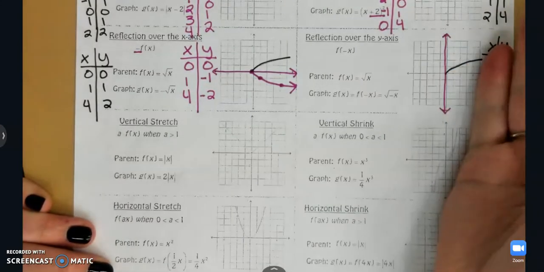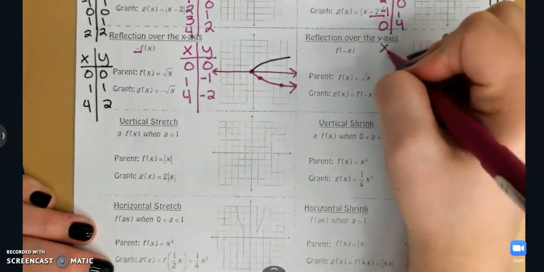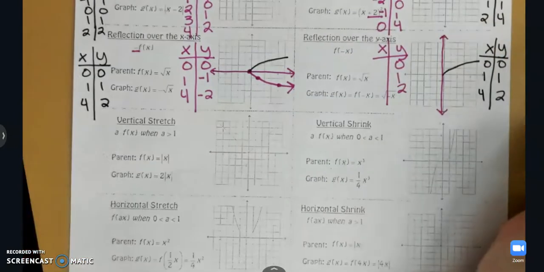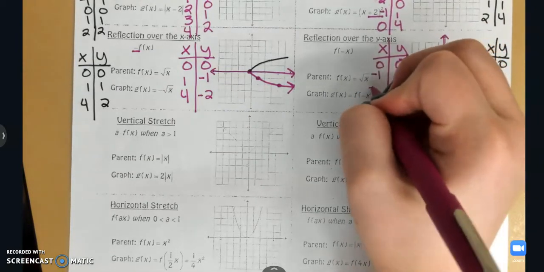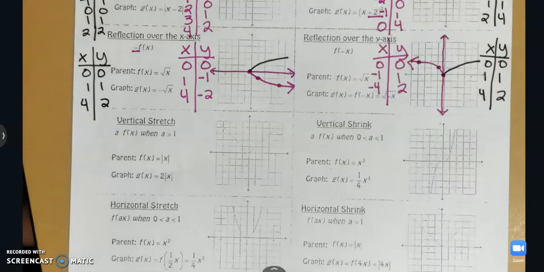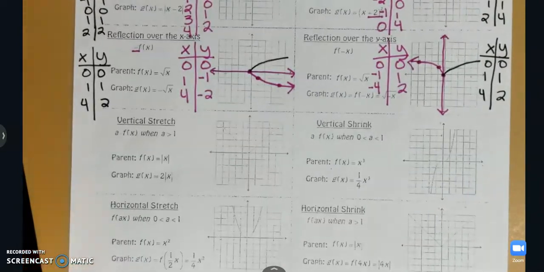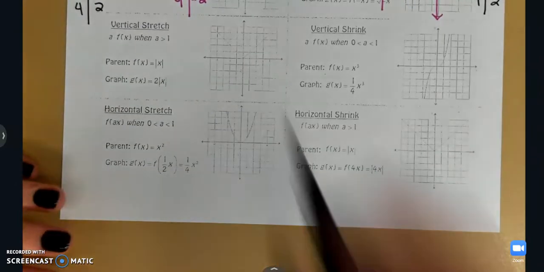When I flip over the y-axis, my x values are changing. So my y values are going to stay the same. And I'm just going to change the sign of my x values. Okay, we reflected it across the y-axis. So those are our reflection transformations. Next, we have vertical stretch and shrink.